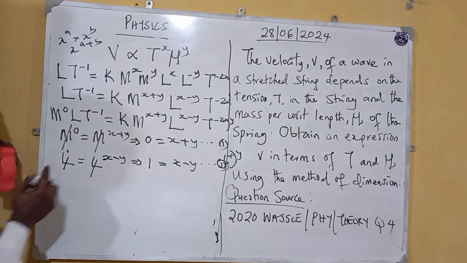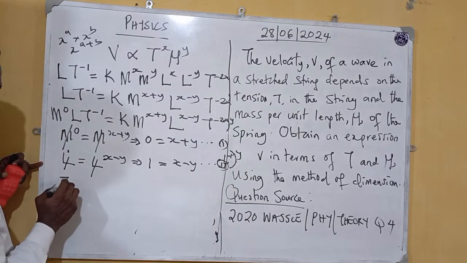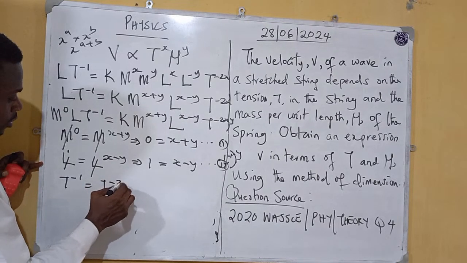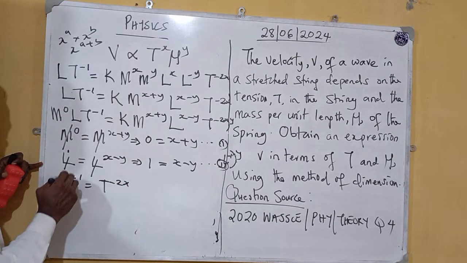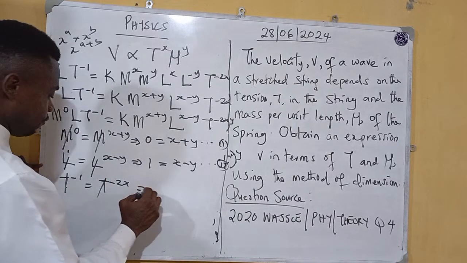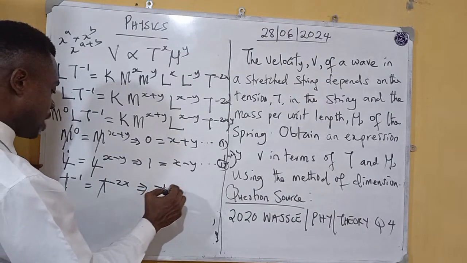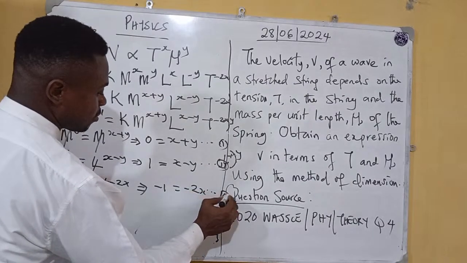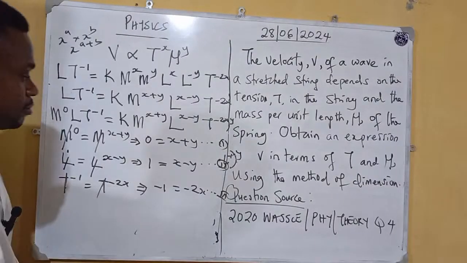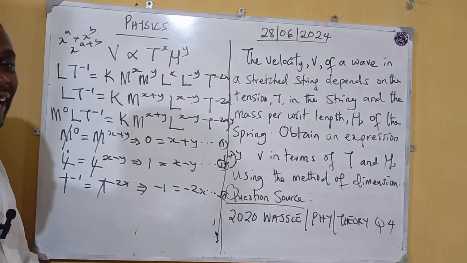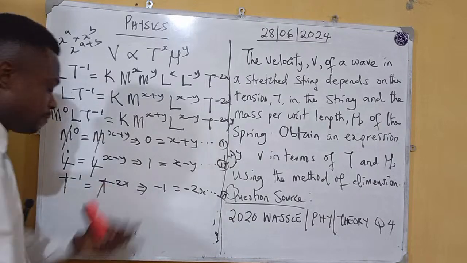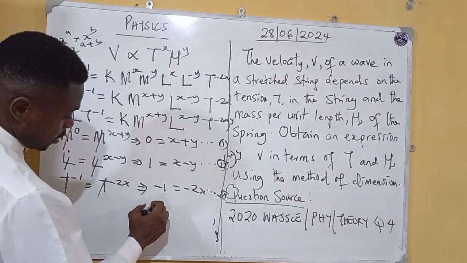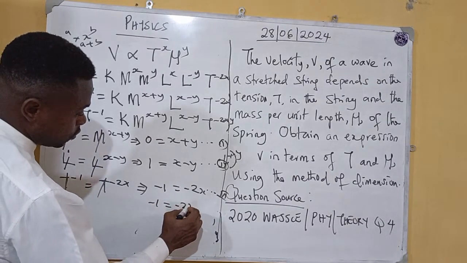So let's solve for T. Remember, T raised to power minus 1 is equal to T raised to power minus 2x. T will cancel T. This implies that minus 1 is equal to minus 2x. This is equation 3. So from equation 3, we can solve for x. Very, very easy. Minus 1 is equal to minus 2x.